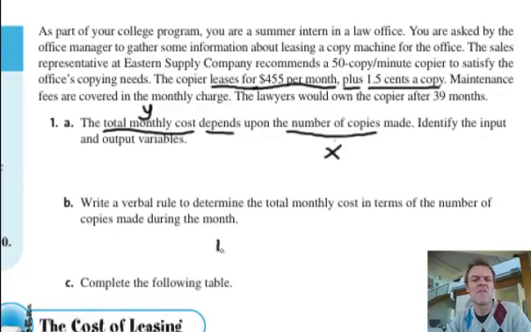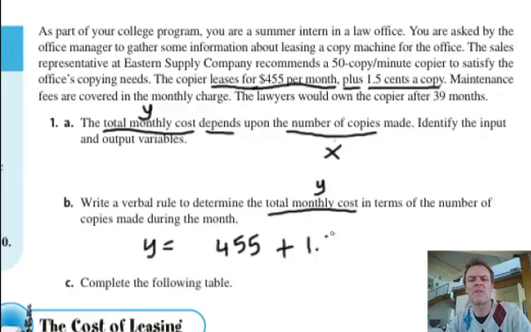Let's put Y equals. So the total monthly cost, the Y, is going to be 455. Now, I'm just writing this in terms of numbers, actually. I'm not really doing it verbally, I'm thinking algebraically. Plus, I'll just write 1.5 cents per copy. Write it like that. So I'll leave it at that, because let's look at some of the numbers down below here.